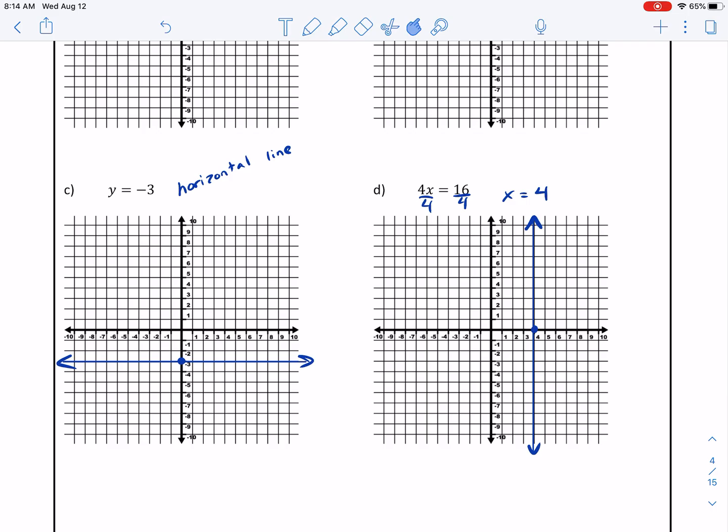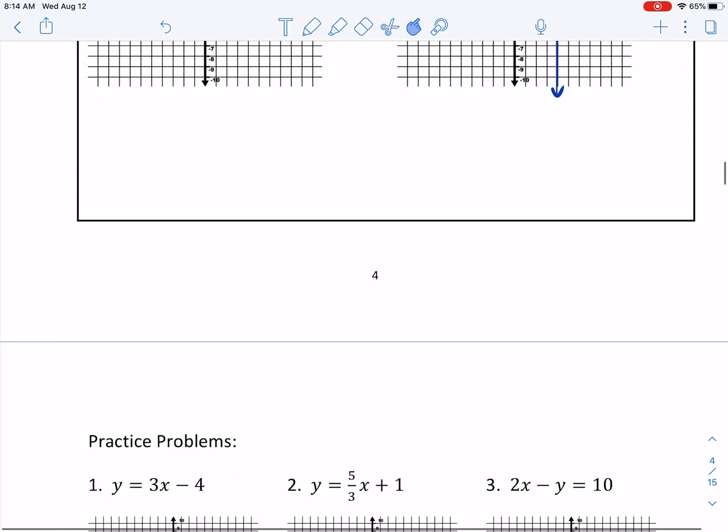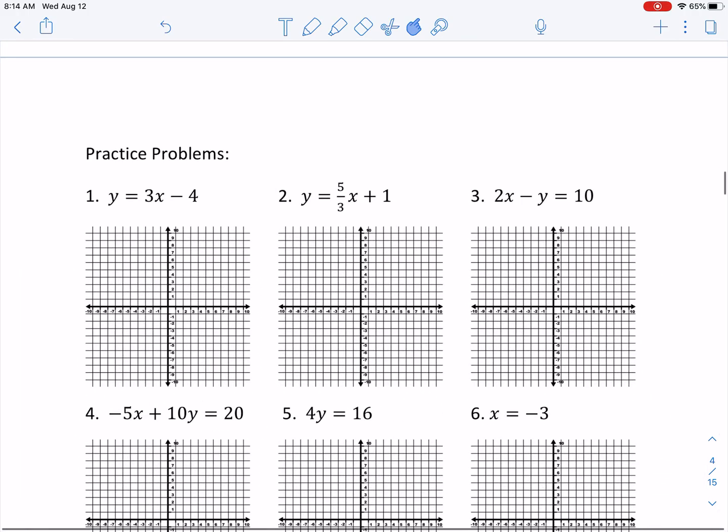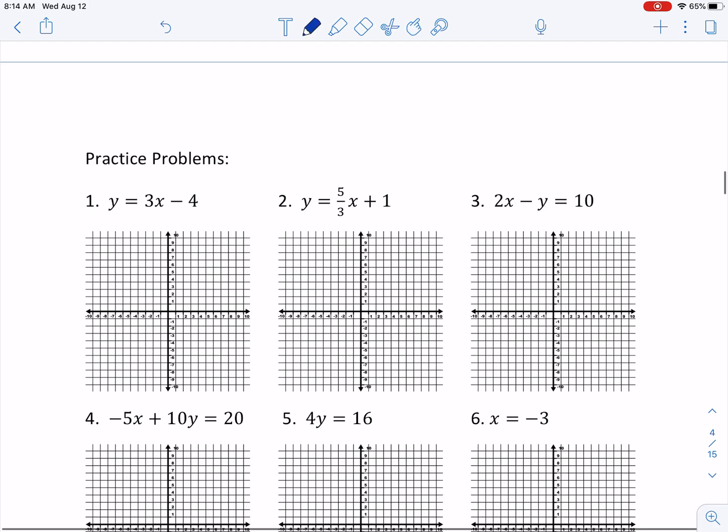Plenty of practice graphing linear equations for homework. Your homework problems are going to be numbers 1 through 9, all of them. And we will check those, or you will check them on your own when the solutions are posted. If you have any questions, I can answer them during the Zoom call.